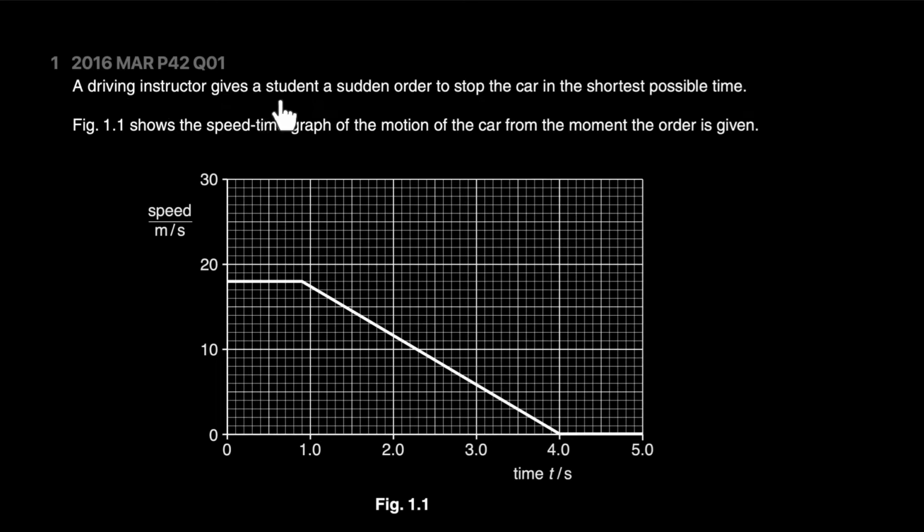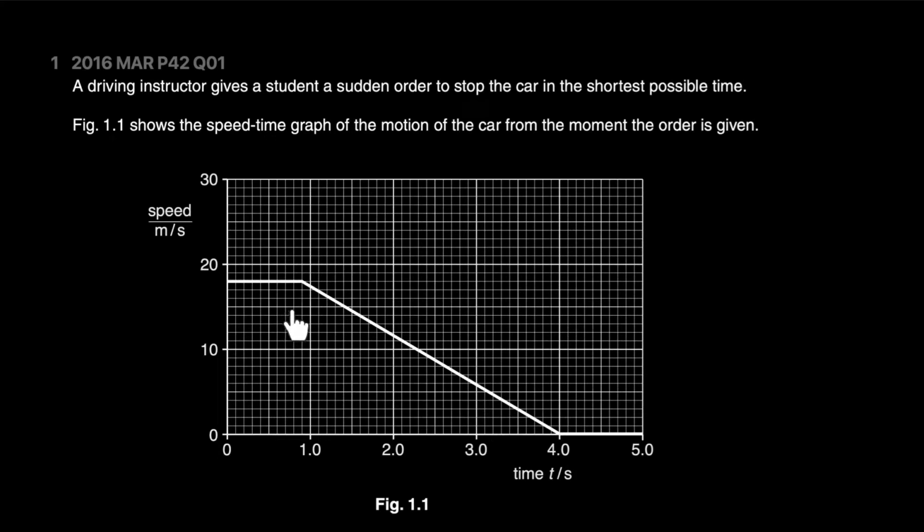A driving instructor gives a student a sudden order to stop the car in the shortest possible time. The figure shows the speed-time graph of the motion of the car from the moment the order is given. So we see the car is moving at 18 and is being told to stop right now, but there's a 0.9 second delay before the brake is activated and the car slows down gradually with a constant deceleration.